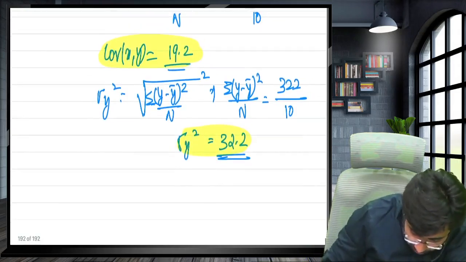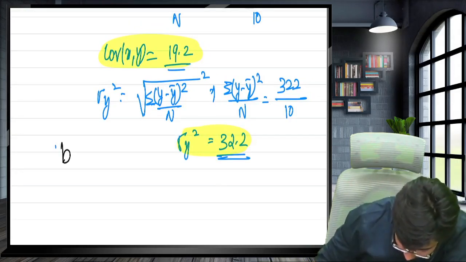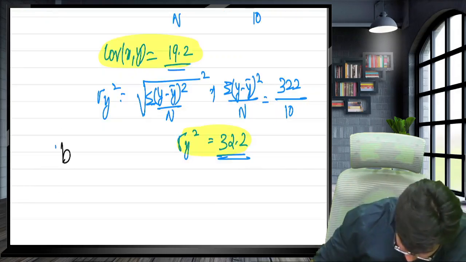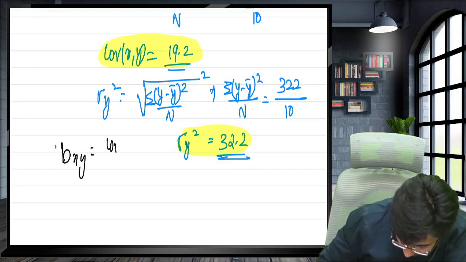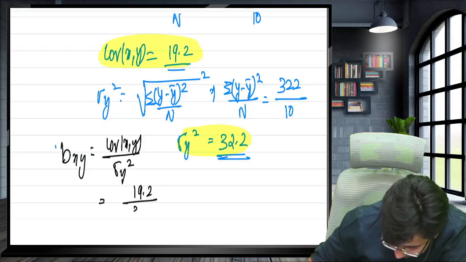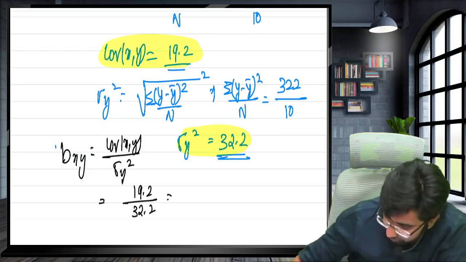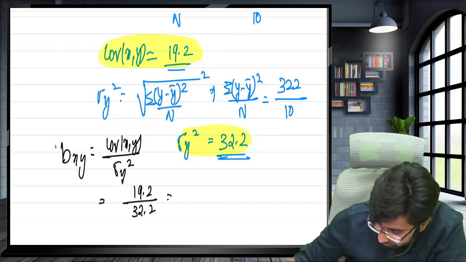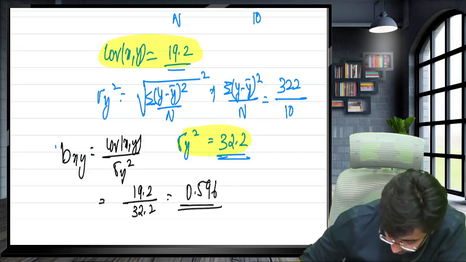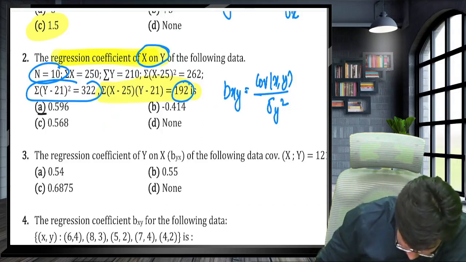Now you are having covariance, you are having standard deviation of y square. Guys, can you compute b, sorry, x on y? Covariance between x and y divided by standard deviation of y whole square, 19.2 divided by 32.2, 0.596. Option A.